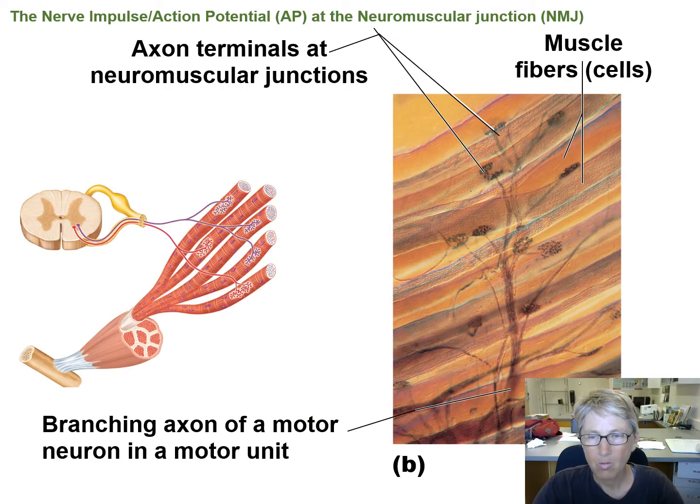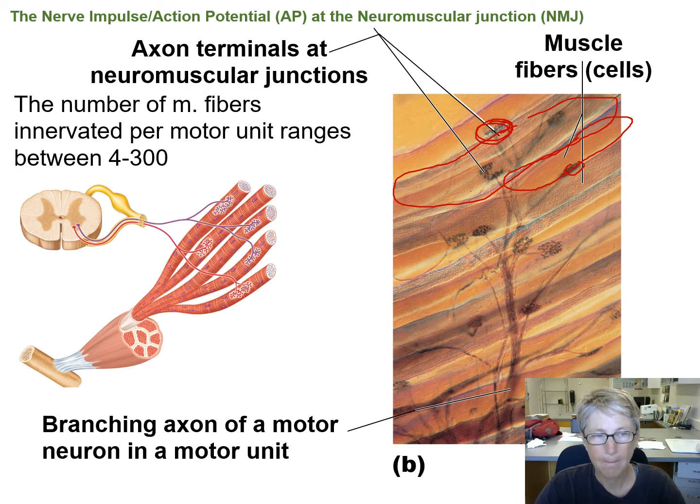This is an actual photograph of an axon terminal at the neuromuscular junction. So here's a muscle cell. Here's a muscle cell, and there's a nucleus. Here's another muscle cell up top with a nucleus. And then this is the axon terminal. So this area would form a neuromuscular junction.